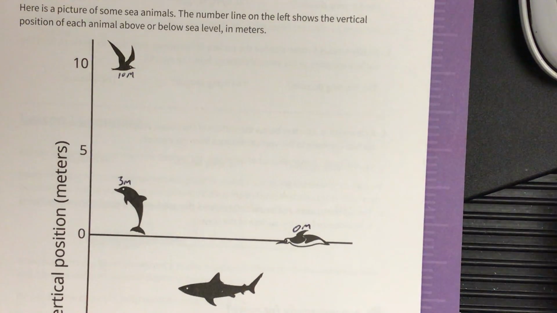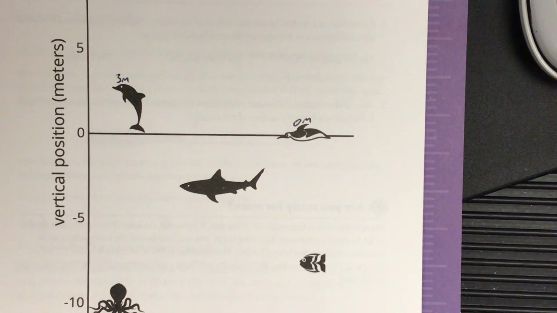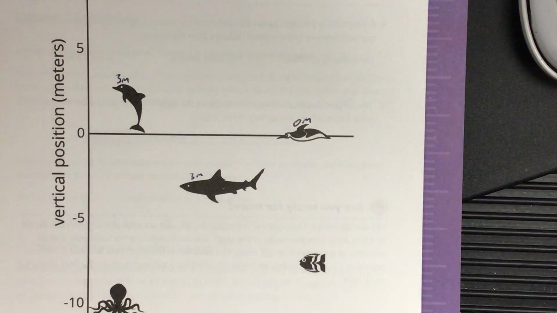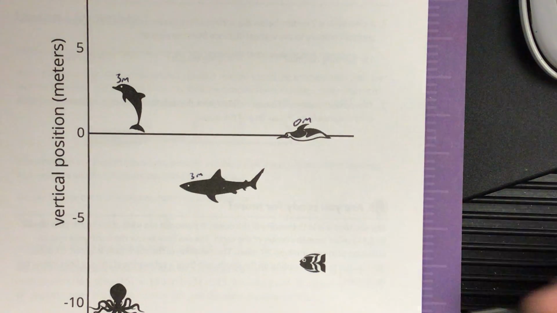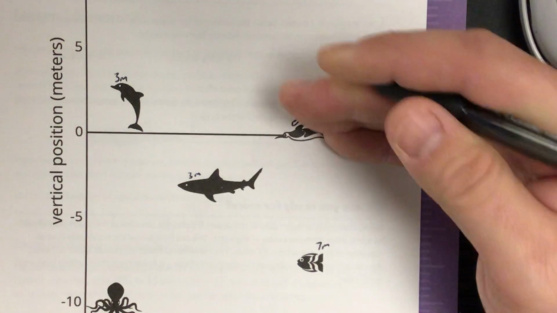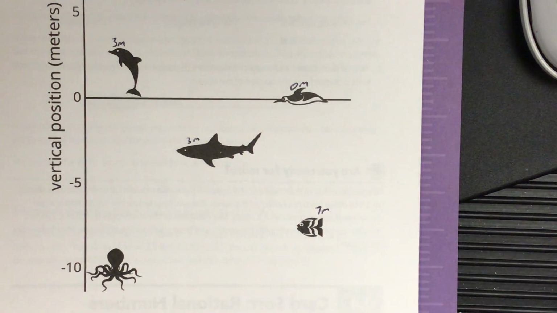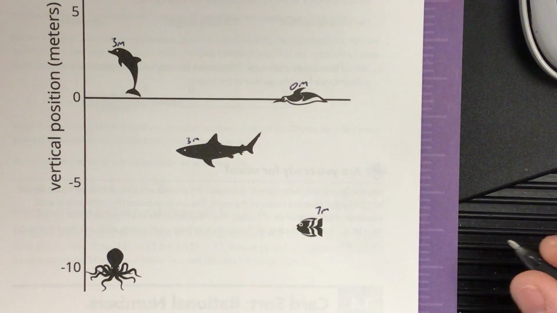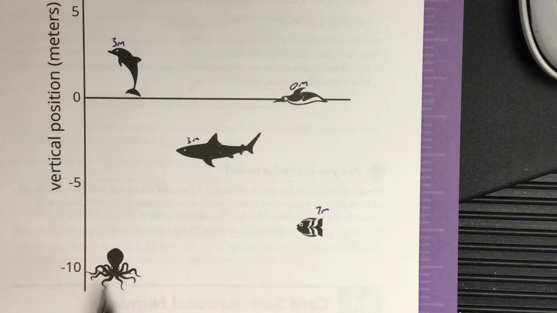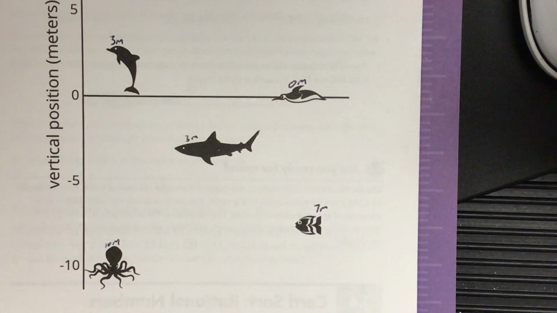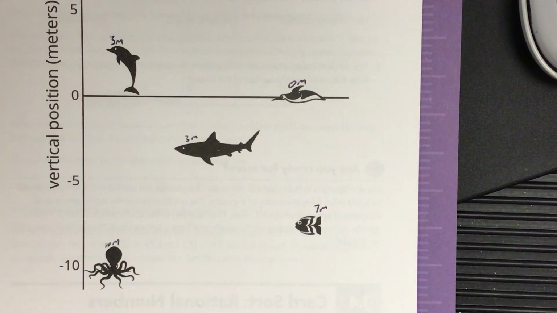Or her, I guess. Shark, -3. Or I could write 3 meters below the surface. Either one is fine. Fish, -7. Or 7 meters below sea level. Either way is fine. And the octopus. His eyes kind of look like they're right at 10, I would say. 10 meters. Or -10 if you don't want to write below sea level.